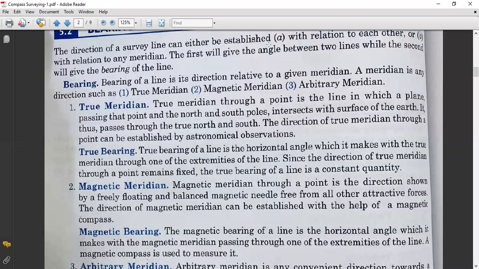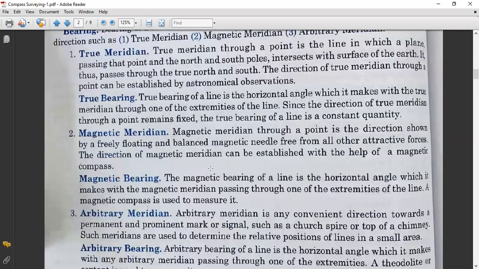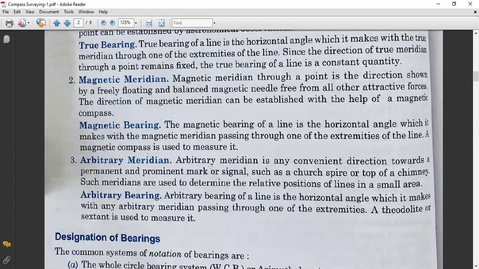True north and south are exactly two halves of the earth, but due to the magnetic forces of the earth, the direction is tilted somewhat, and that we call the magnetic meridian. So the magnetic meridian we can define as the direction shown by a freely floating and balanced magnetic needle. Whenever we measure directions using the magnetic meridian, it is called the magnetic bearing. Third one, the arbitrary meridian, is any convenient direction towards a permanent or prominent mark or signal.